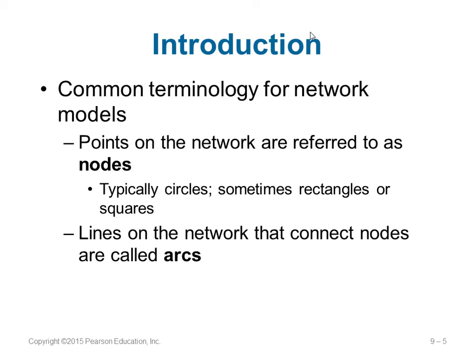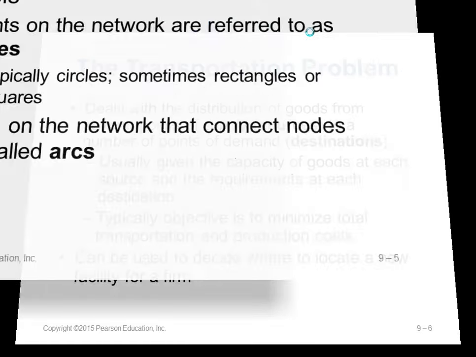In the case of network models, every point on the network is referred to as a node, which is represented as a circle or a rectangle or a square. And the lines that connect these nodes are called arcs.